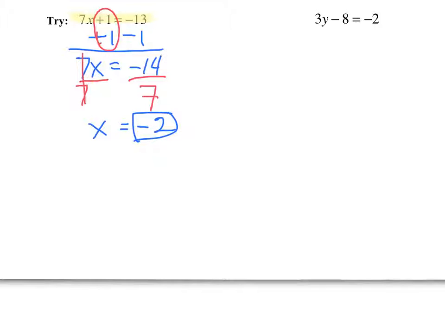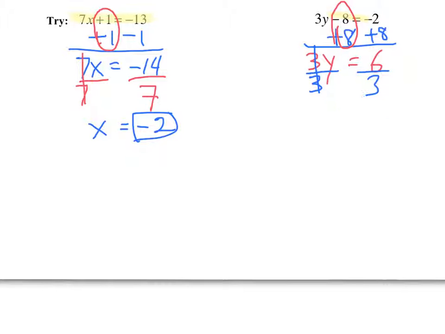The next equation you should try on your own. The first thing to do is move minus 8 away from 3y by adding 8 to both sides. This leaves 3y equals 6. Next, we want to split the 3 away from the y by dividing by 3, which makes a 1. And we do this on both sides. And we see that y equals 2.